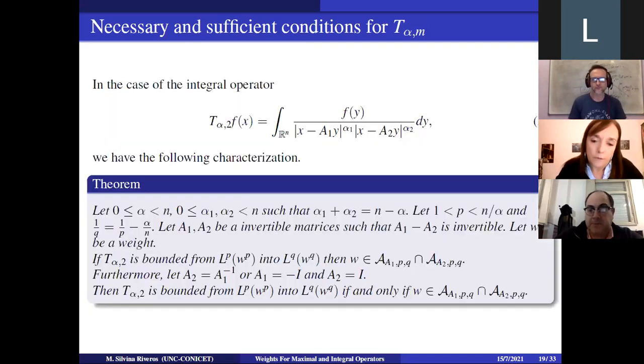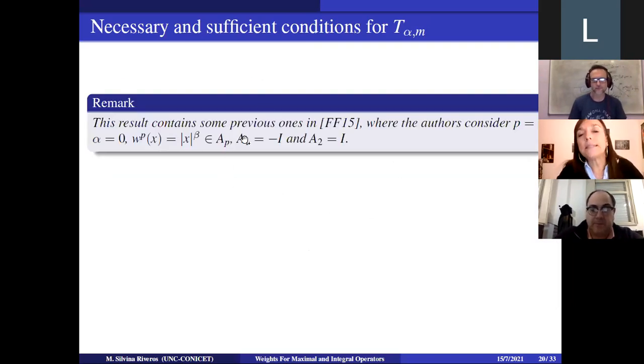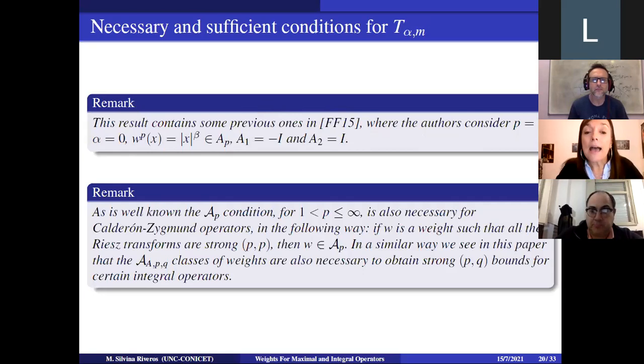I want to remark that these results contain a previous one by Elida Ferreira and Guillermo Flores, who considered this operator, but for P equals Q, alpha equals 0, power weights, and only these two matrices. So here we have a greater result. And I like to think of this like the Calderon-Zygmund operators, in the way that A_P is also necessary, but you have to ask that the n Riesz transforms are strong type (P,P). Here our Riesz transform will be this special operator for this case.